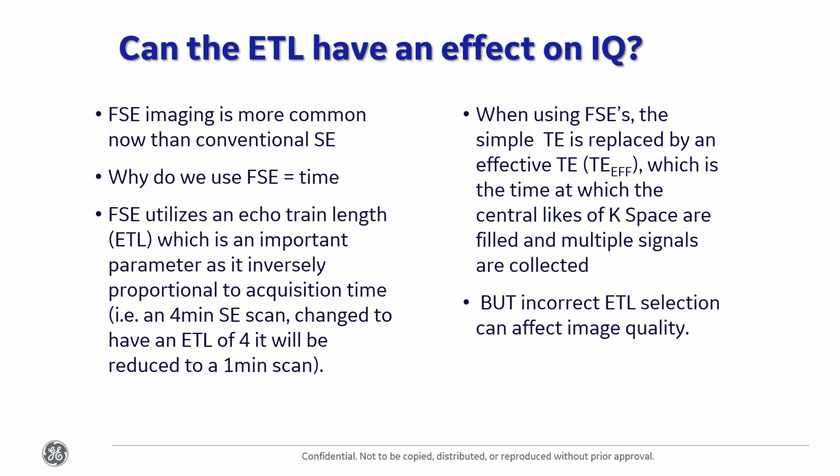Now, when we change from a spin echo to a fast spin echo though, the TE that we select is actually replaced by an effective TE. And this is the point at which the central lines of K-space are filled and multiple signals are collected. But the incorrect selection of an ETL is actually detrimental to image quality, especially in musculoskeletal imaging.